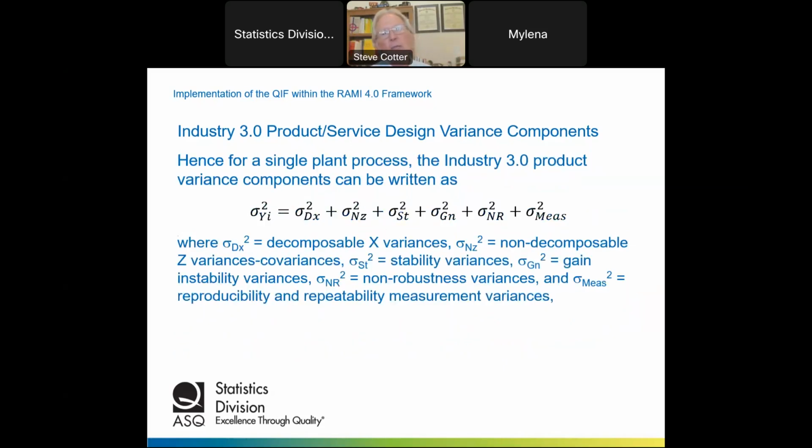So hence, for a single plant process, the Industry 3.0 product performance variance components can be written here. I'll just step through each one. The end product variance y_i is a function of sigma squared dx, the decomposable x variances; sigma squared nz, non-decomposable z variances and covariances; sigma squared st, stability variances; sigma squared GN, gain instability variances; sigma squared NR, non-robustness variances; and then finally the reproducibility and repeatability measurement errors.